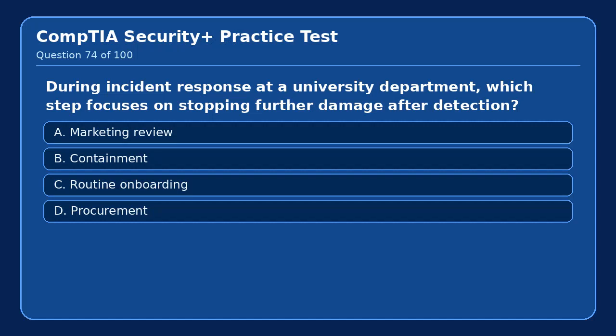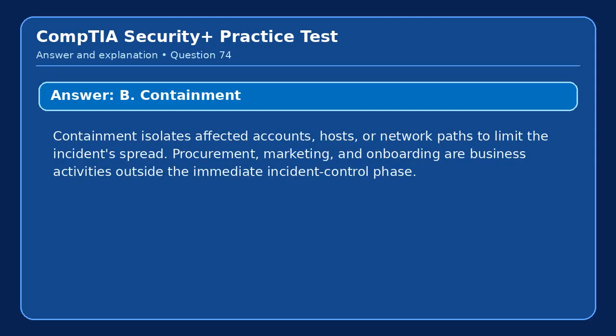Question 77. Which activity best describes threat hunting at a data analytics unit? A. Turning off all alerts. B. Approving every firewall change without review. C. Waiting only for users to complain. D. Proactively searching telemetry for signs of compromise based on a hypothesis. Take a moment to choose your answer.